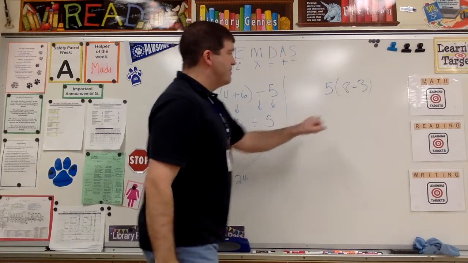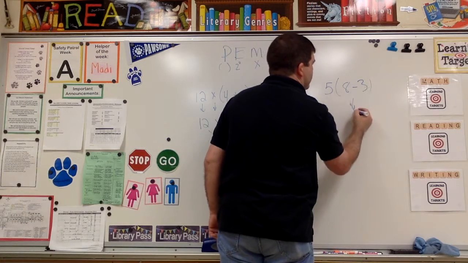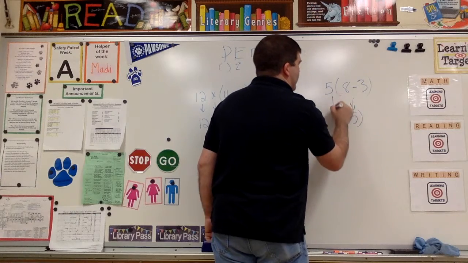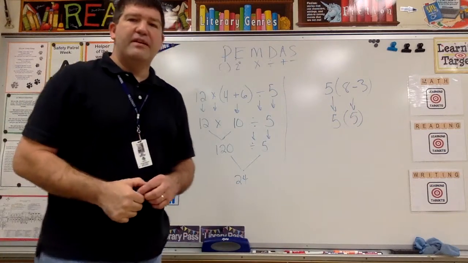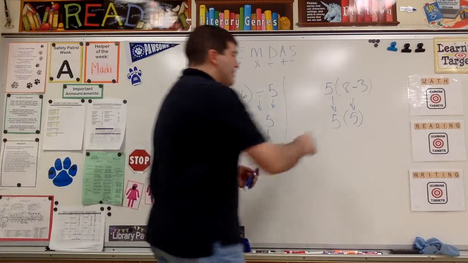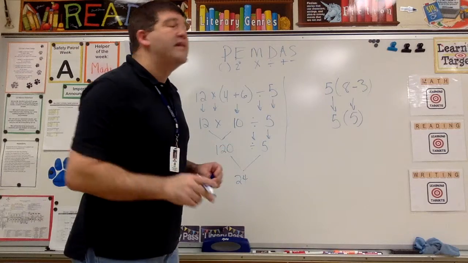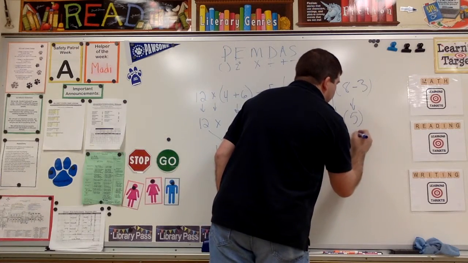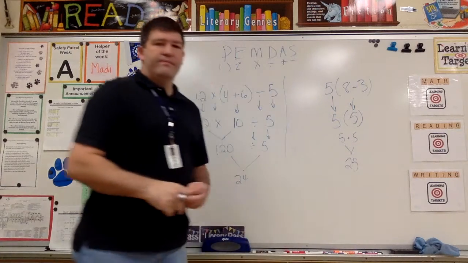So let's look at this one. I start with my parentheses. I see I have parentheses here. I'm going to bring it down. 8 minus 3 is 5. And then I bring down my 5. So I have 5 next to a 5 in parentheses. There's no symbol here. But because it's next to the parentheses, it's multiplication. So it's 5 times 5, and that is 25. Okay?